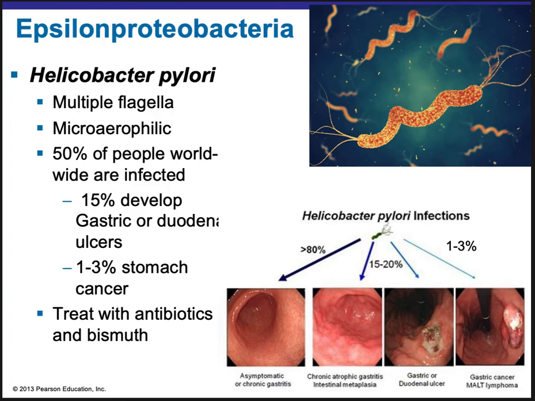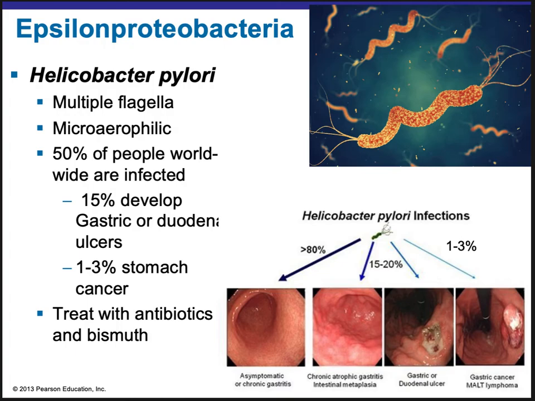Okay, let's go ahead and get started. Epsilonproteobacteria. Our examples are Helicobacter and Campylobacter. Helicobacter pylori is the species that I've chosen for Helicobacter. There are other species, but pylori is the one of most medical concern. About 50% of the entire global population will have an H. pylori infection, and only about 15% of those people infected will develop complications from this infection.